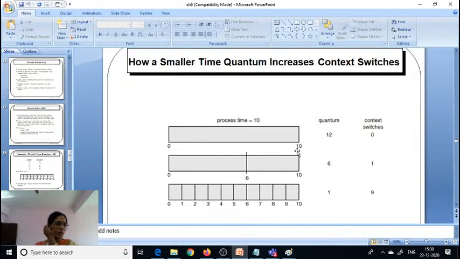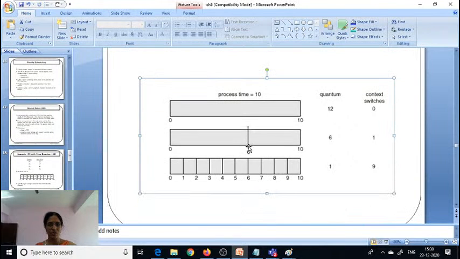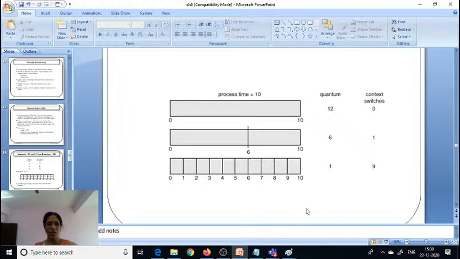The process is completed because the burst time is less than the time quantum. Now suppose the time quantum is 6 and the process time is 10. After completion of 6 milliseconds, another process enters here. So one context switch happens. Suppose the time quantum is 1. How many context switches are there? 1 2 3 4 5 6 7 8 9 context switches. Suppose in this example, how many context switches are there?